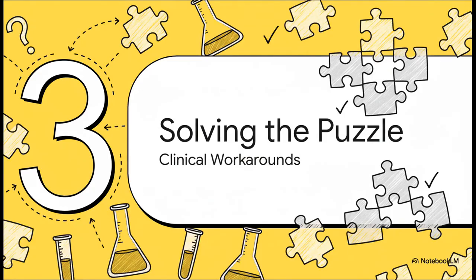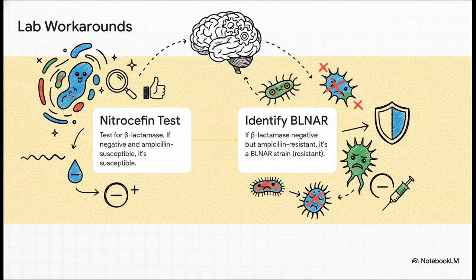So, you're probably wondering, okay, so how do labs even deal with this missing data? And that's a great question. It turns out, clinicians have come up with some pretty clever workarounds to solve this very puzzle. It's this really smart two-step process. First, they test for an enzyme called beta-lactamase. Think of it as a defensive shield that some bacteria use to break down antibiotics. If that enzyme isn't there, and the bacteria is already susceptible to plain old ampicillin, then bingo, they know the combo drug is going to work.